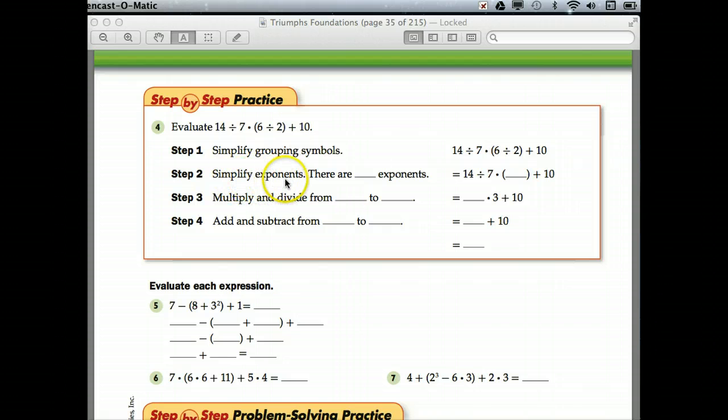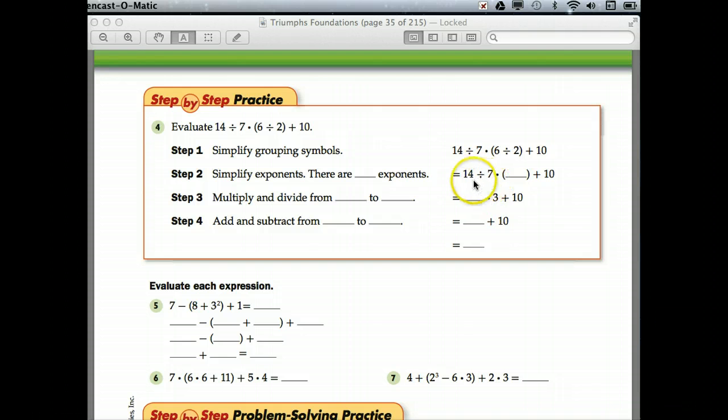Then we are to simplify exponents. Well, there are no exponents, so no goes in there. There are no exponents. Now we're going to multiply and divide from, so which direction do we go, guys? All right, left to right.